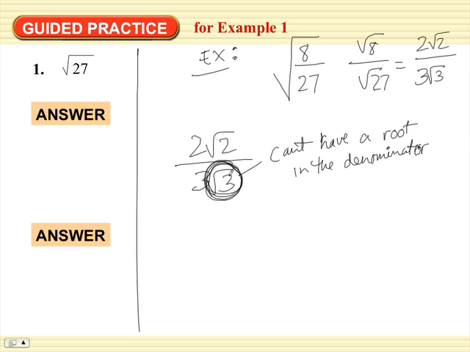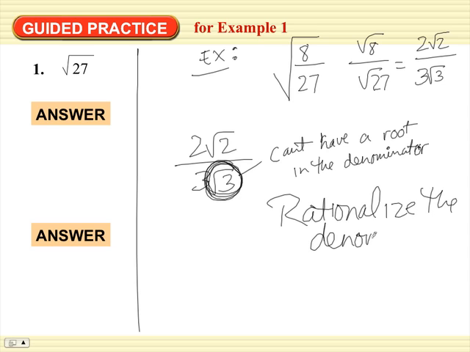This is irrational, so what we're going to do is make it rational. Rationalize the denominator. Know what that means. We're going to make this rational, which means we're going to get rid of the root. How do we get rid of a root when there's a root in the denominator is the question. Multiply it by something. What can we multiply root 3 by to get rid of root 3?